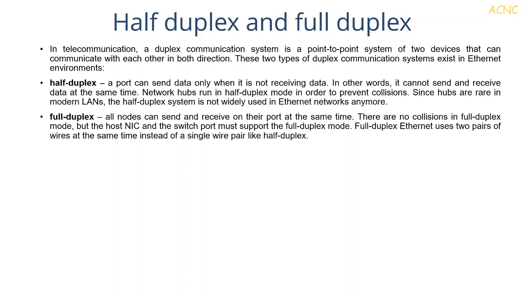Full duplex Ethernet uses two pairs of wires at the same time instead of a single wire pair like half duplex. Full duplex uses two pairs of cable and half duplex uses a single pair of cable in a network. The following picture illustrates the concept.